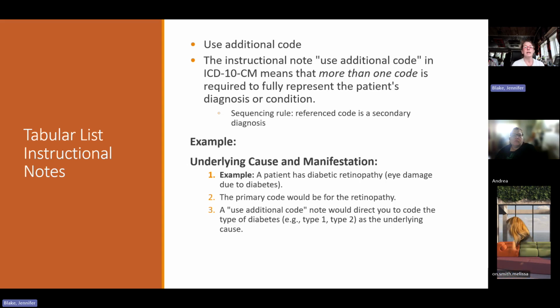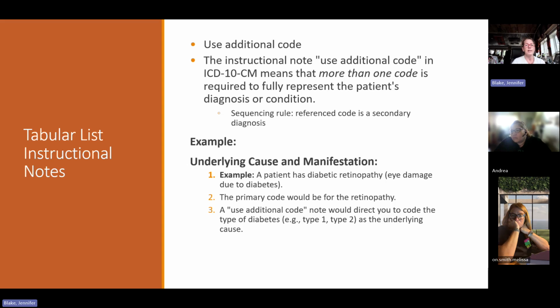Diabetic patients, a lot of diabetic patients have other things going on with them. Okay. So this patient in this case has diabetic retinopathy. They can't have diabetic retinopathy if they don't have diabetes first, right? How else are you going to get diabetic retinopathy? So it tells you that the primary code would be for retinopathy, but there's going to be a note there saying use additional code, and it directs you to code the type of diabetes the patient has, either type 1 or type 2. So it tells you right there that you need to use that additional code.